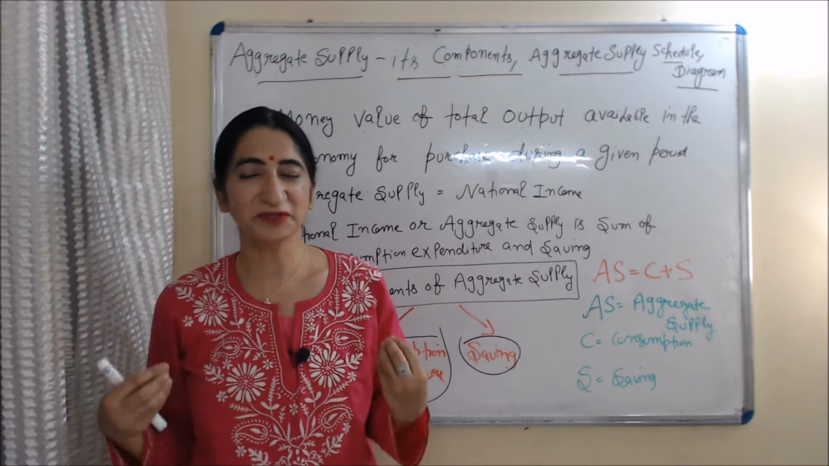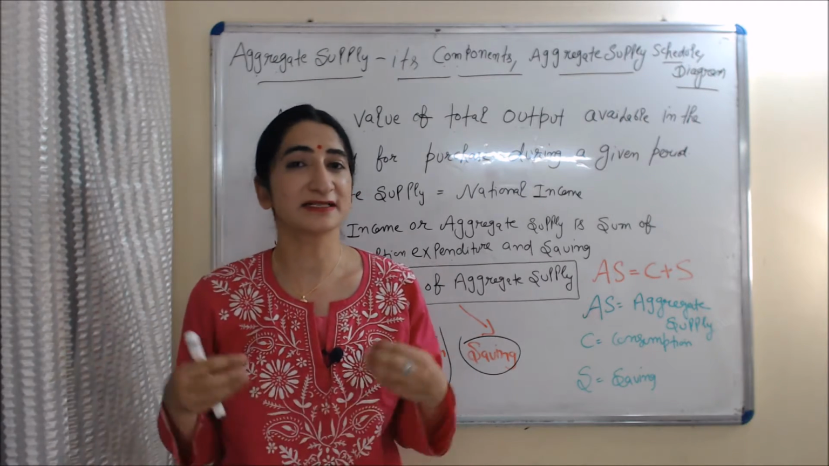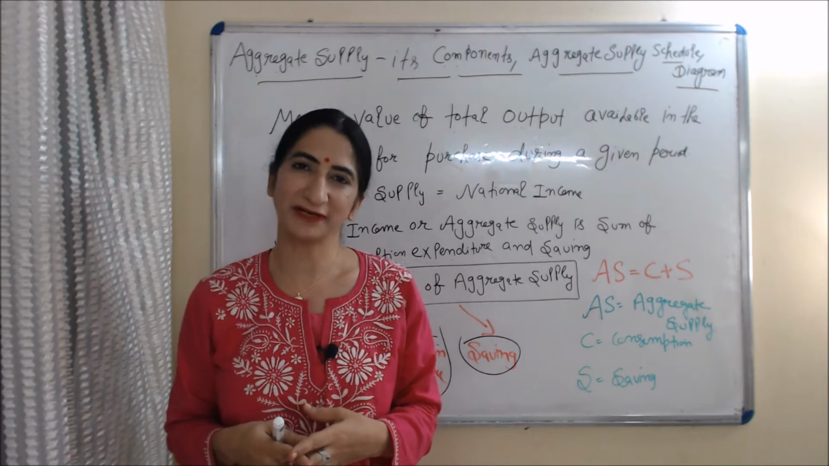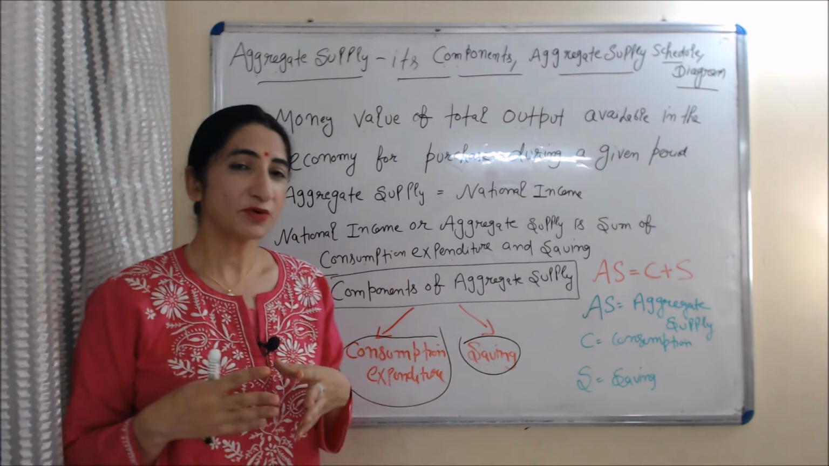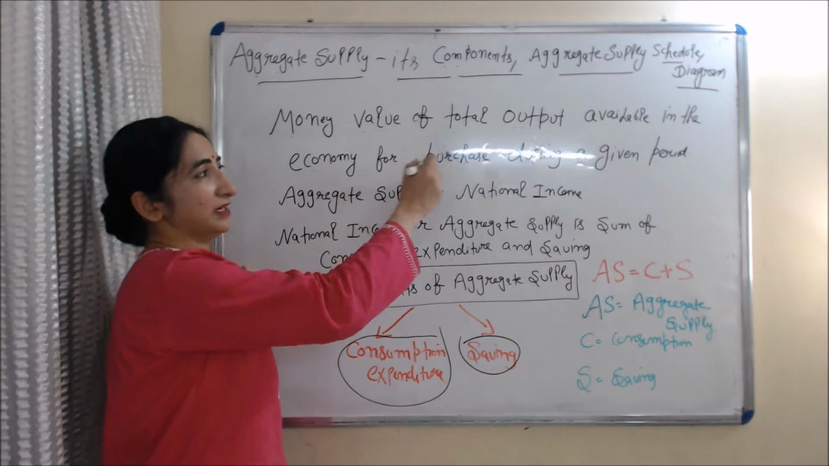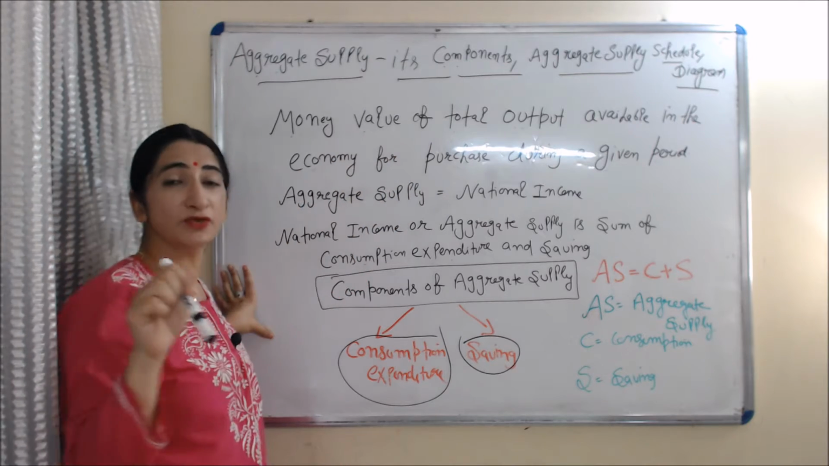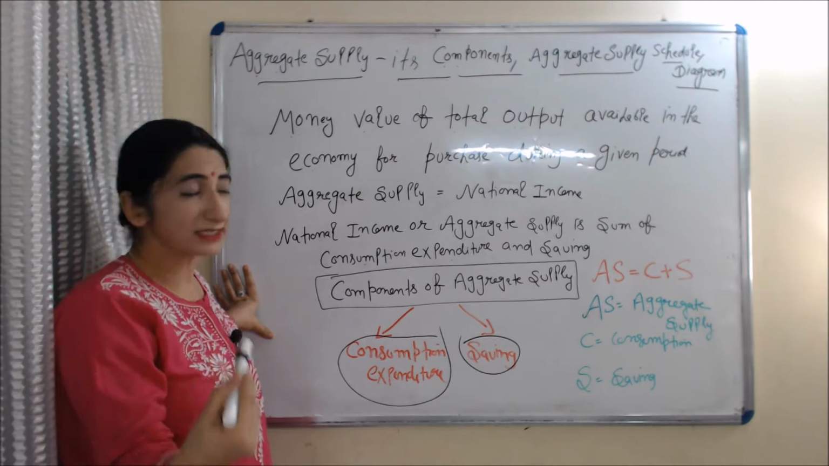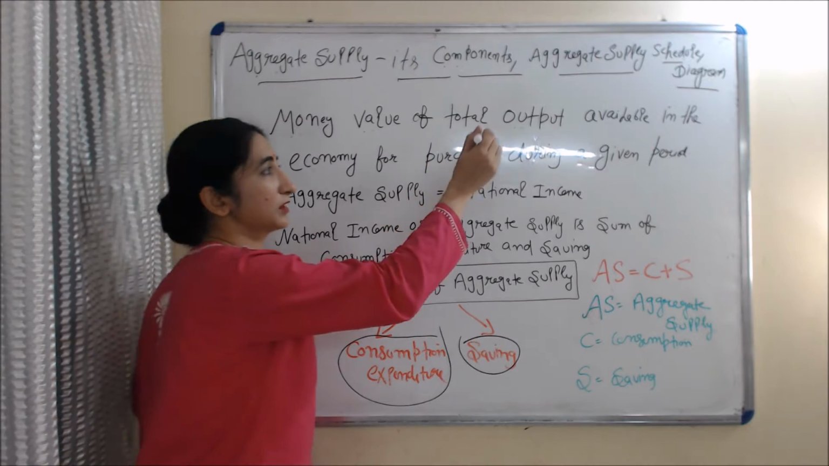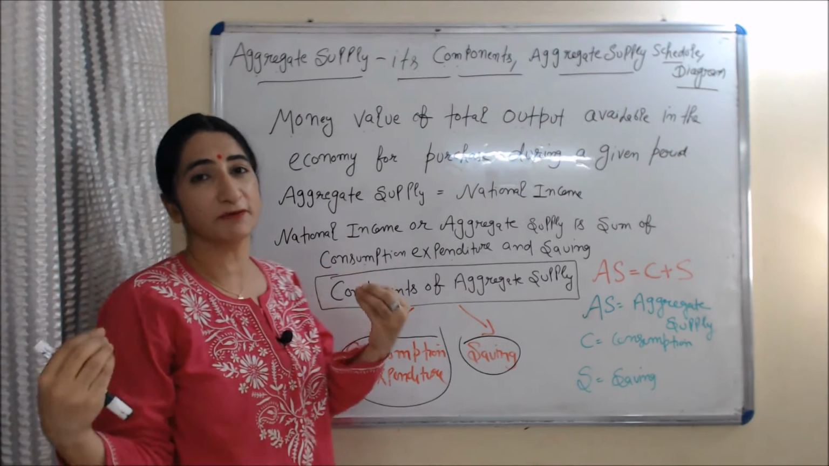Today we are going to talk about aggregate supply, component of aggregate supply, and the schedule with the help of a diagram. So let's start. What is aggregate supply? Aggregate supply is the money value of total output available in the economy for purchase during a given period.